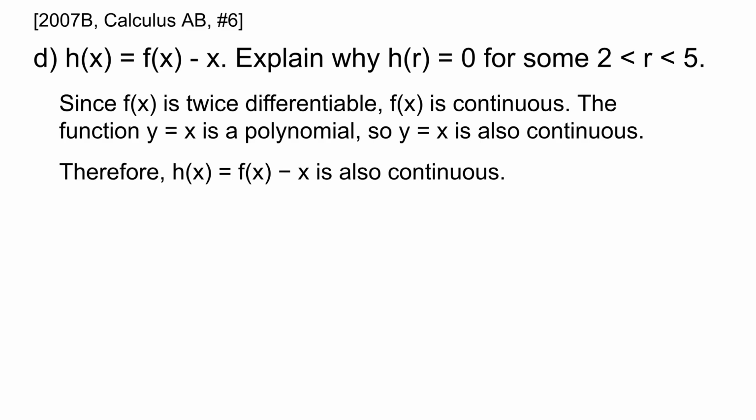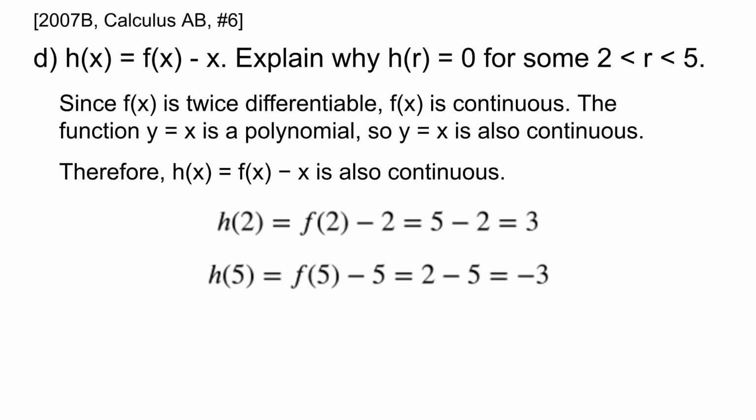Now, since f of x is continuous and y equals x is continuous, this implies that h of x equals f of x minus x is also continuous. Evaluating h of 2, we get f of 2 minus 2, which is 5 minus 2, that's 3. Evaluating h of 5, we get f of 5 minus 5, which is 2 minus 5, which is negative 3. So h of 2 is positive 3, h of 5 is negative 3.